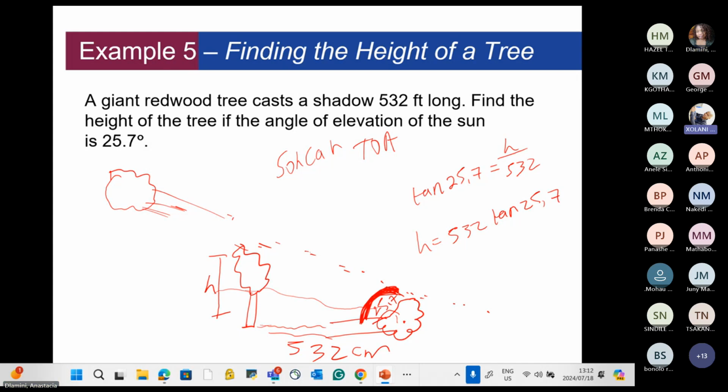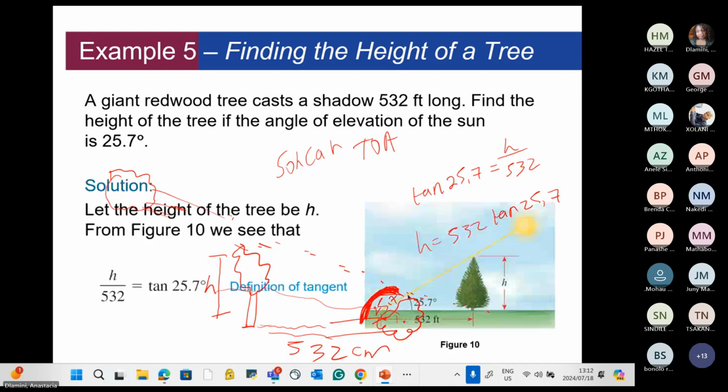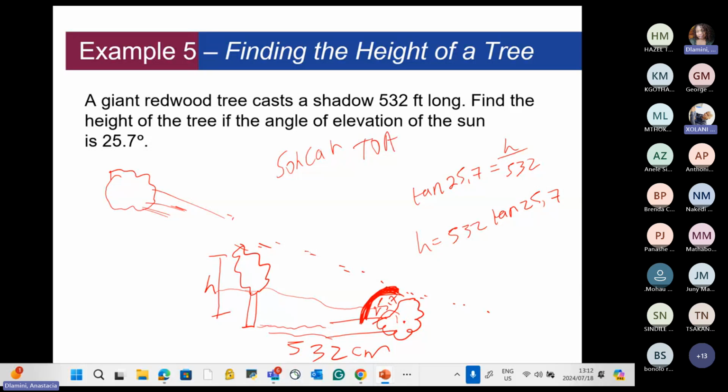Can I ask you before you check? I'm seeing on your diagram, you said it's 532 centimeter. Then on their statement it's 532 feet long. Which one do we have to deal with between the two?